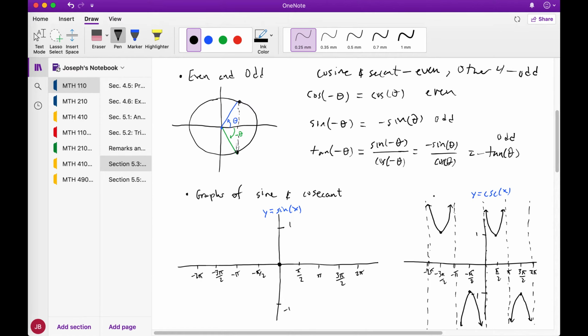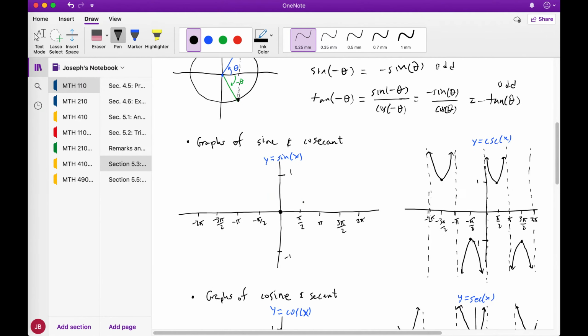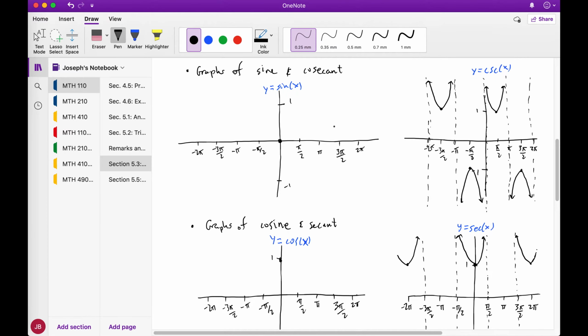So sine, cosecant, tangent, and cotangent are all odd. So that's a neat observation. All right, now let's come to the graphs of sine and cosine in particular, and then I give the reciprocal graphs over here. But this one's important.